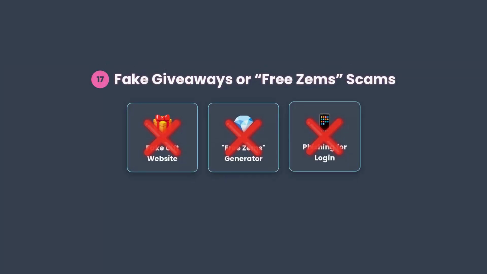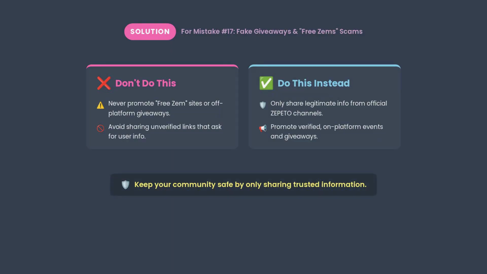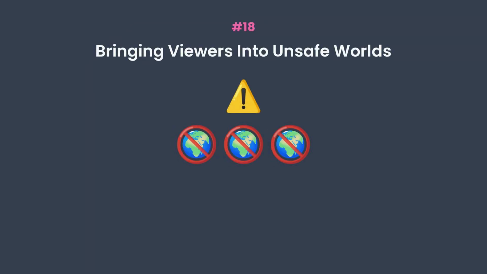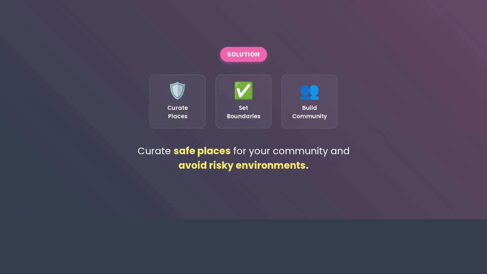Mistake number 17, fake giveaways or free Zem scams. New creators sometimes unintentionally promote scams. Here's a solution. Only share legit information and never promote off-platform giveaways. Mistake number 18, bringing viewers into unsafe worlds. Some worlds contain inappropriate content. Here's a solution for that. Curate safe places for your community and avoid risky environments.